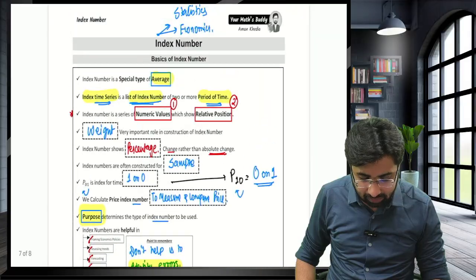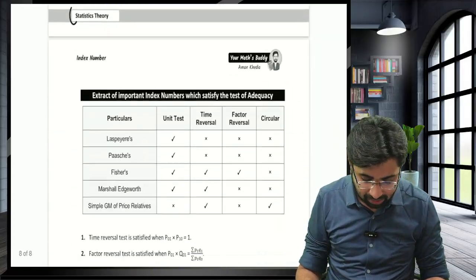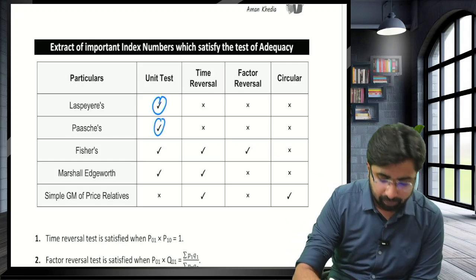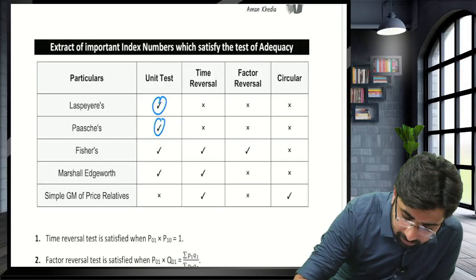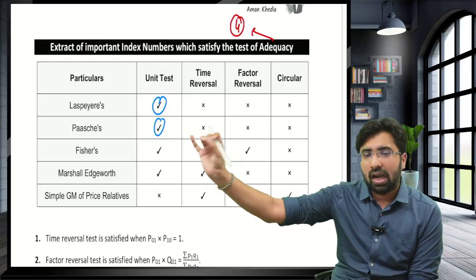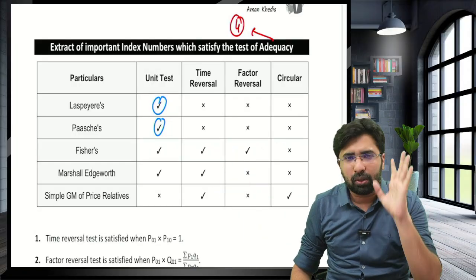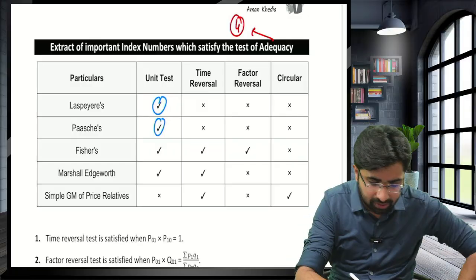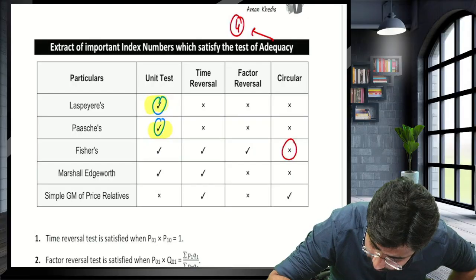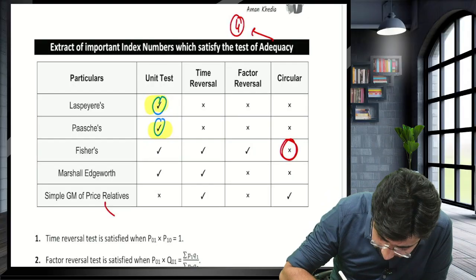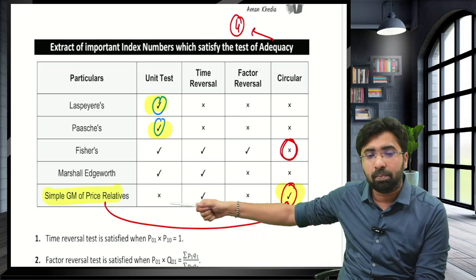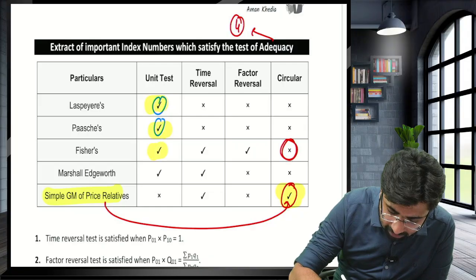And here we are done with the comparative theory of the index number. All the points we are done, you should always remember this. Let's revise. There are 4 tests of adequacy: unit test, time reversal, factor reversal, and circular. Make sure the unit test is satisfied by all. Last year and past year just satisfy the unit test. Fisher satisfies all the tests, but it doesn't satisfy the circular test. The circular test is only satisfied by one method, and that is the simple GM of the price relative.